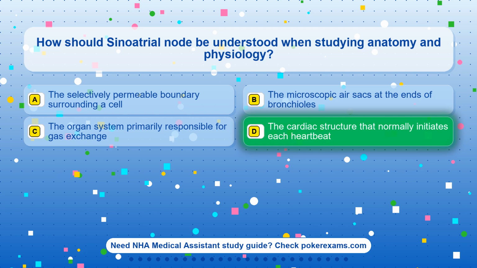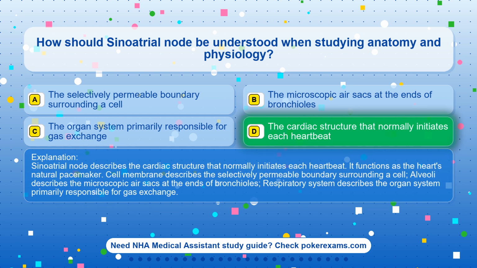The correct answer is option D, the cardiac structure that normally initiates each heartbeat. Sinoatrial node describes the cardiac structure that normally initiates each heartbeat. It functions as the heart's natural pacemaker. Cell membrane describes the selectively permeable boundary surrounding a cell. Alveoli describes the microscopic air sacs at the ends of bronchioles. Respiratory system describes the organ system primarily responsible for gas exchange.